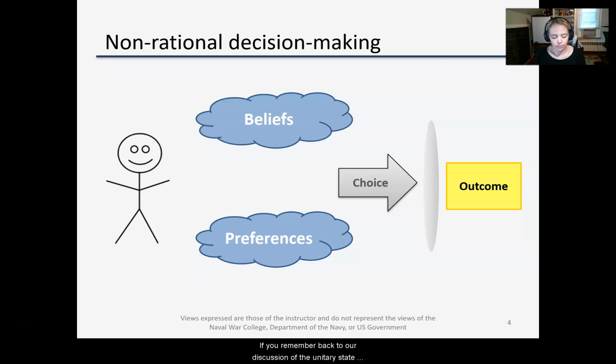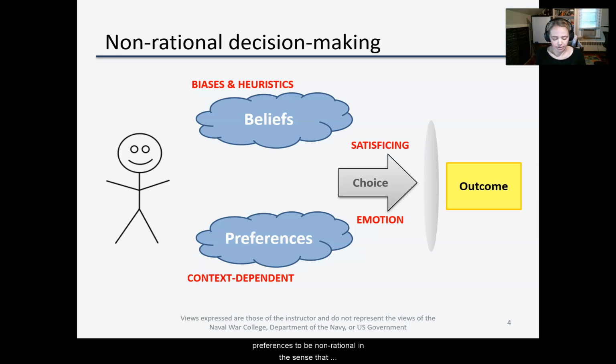If you remember back to our discussion of the unitary state perspective, we imagined a hypothetical actor making rational decisions by combining their preferences and beliefs to make an optimal choice. Today, we're going to consider the ways that real people make decisions and how reality might differ from our hypothetical rational decision maker. We'll start by considering what it means for people's preferences to be non-rational in the sense that they are context dependent or inconsistent. Then we'll discuss ways that heuristics and biases systematically affect people's beliefs about the world. And finally, we'll talk about how people make decisions through processes other than optimizing.